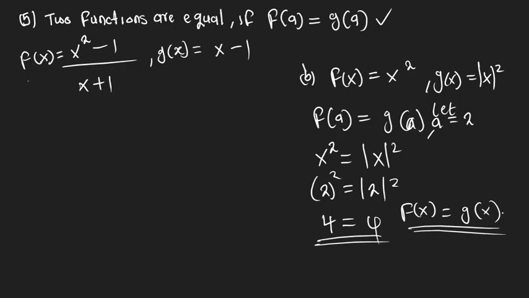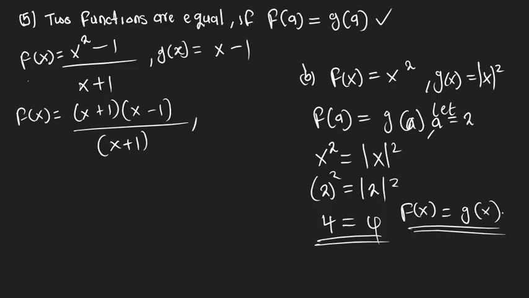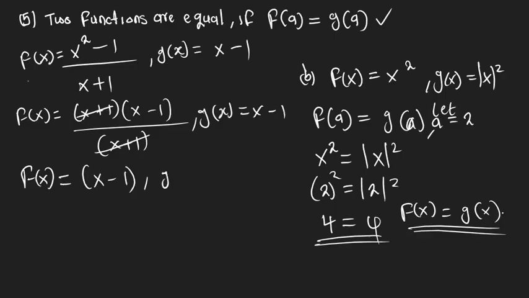So I can use difference of two squares. This is going to be x plus 1, x minus 1, over x minus 1. That guy and that guy can cancel. F of x is equal to x plus 1, and g of x is equal to x plus 1. Notice that even before I put the values, f input of a is going to equal g input of a.